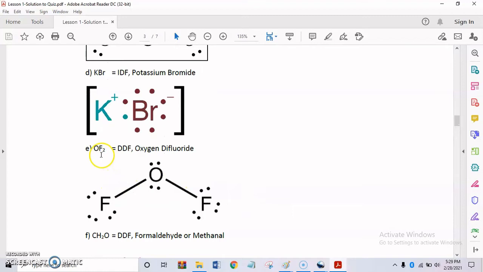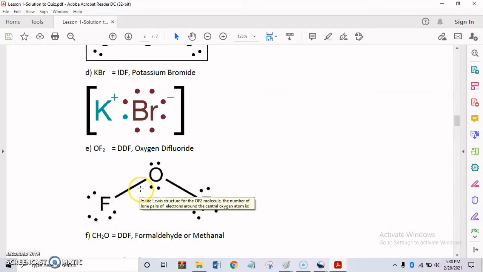Okay? Next is oxygen difluoride. Maraming nagkakamali dito eh. I mean, maraming sumagot dito is London dispersion force daw. But, it is not a London dispersion force. Instead, it is a polar element. It's a very polar element. Bakit? The more free electrons it has, kita nyo, the more na polar yung ating element.